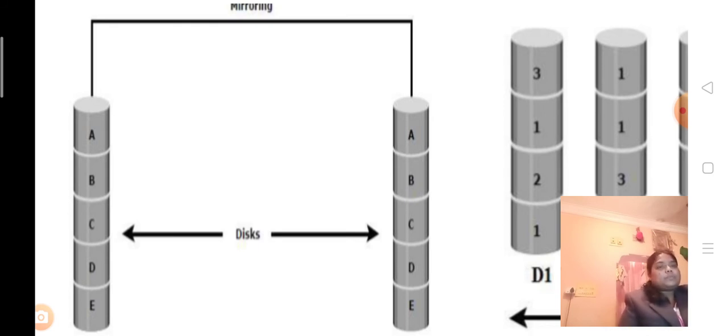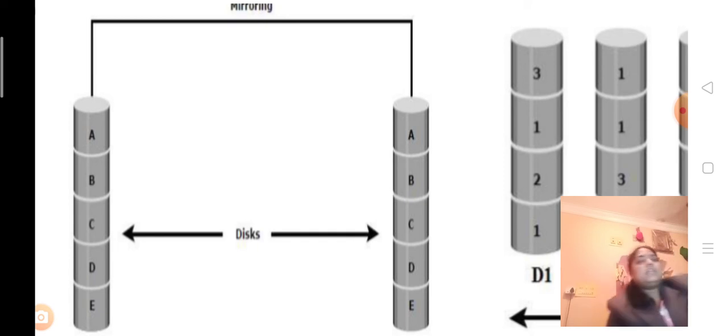Then what is parity? Parity is used for data protection as well as performance. If a disk fails, it provides additional storage, meaning additional information.